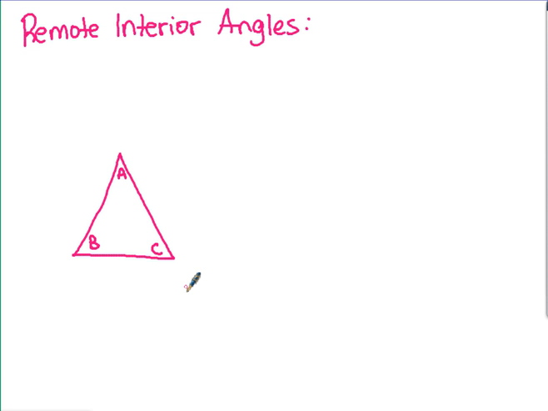Now, a polygon has one interior angle at each vertex and two exterior angles at each vertex. For example, at C, if I continue this line here from C, and I continue this line going down from C, each interior angle has two exterior angles. So there's an exterior angle here and an exterior angle here. Each angle of the triangle has two exterior angles.